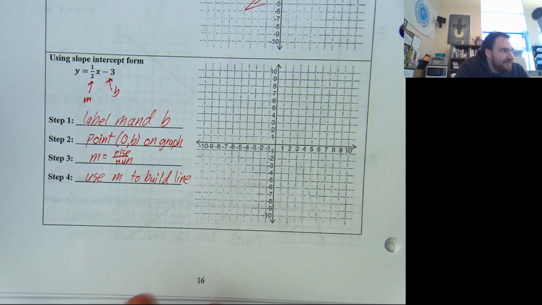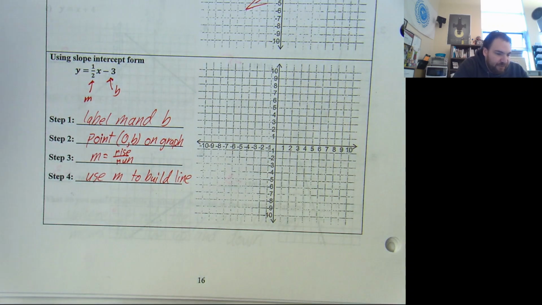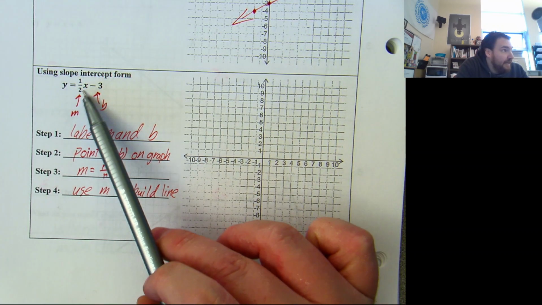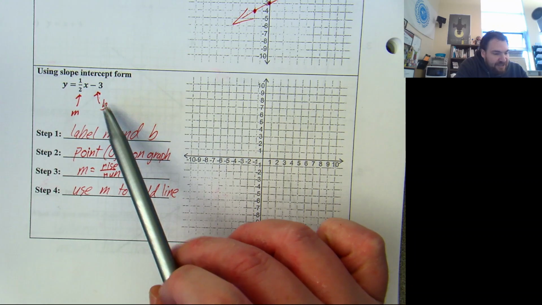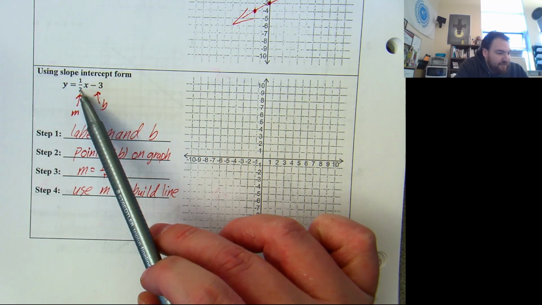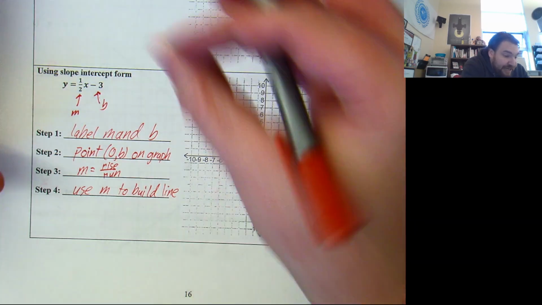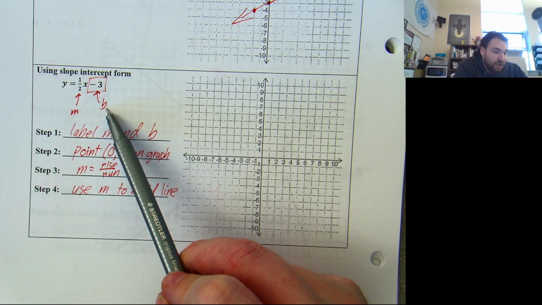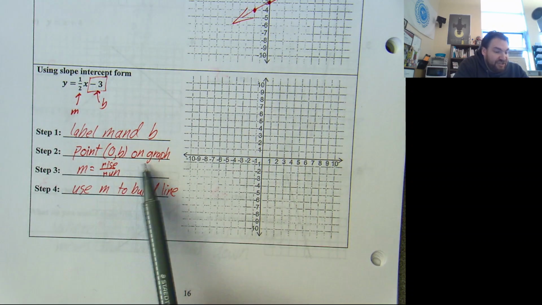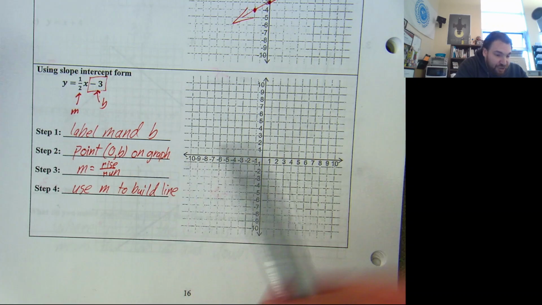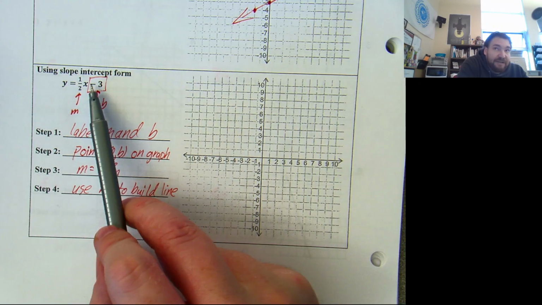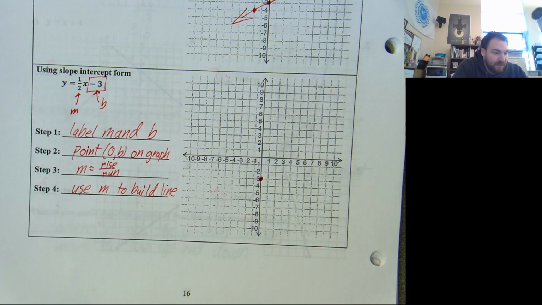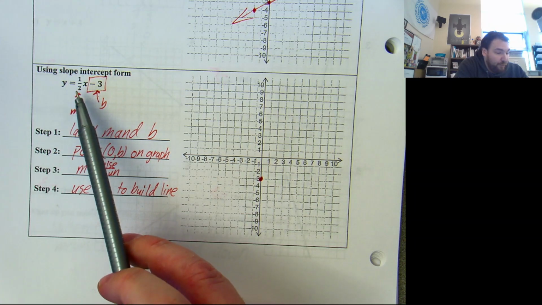It sounds like a lot of steps, but it's really, really quick once you get comfortable with it. So I've already labeled M and B. The equation is y equals mx plus b. M is the number that's in front of the x. The -3, including the sign, is your b value. So that's done. The point (0, b) is going to be on the graph. So that point is going to be (0, -3). That's it right there. The slope is 1 over 2.